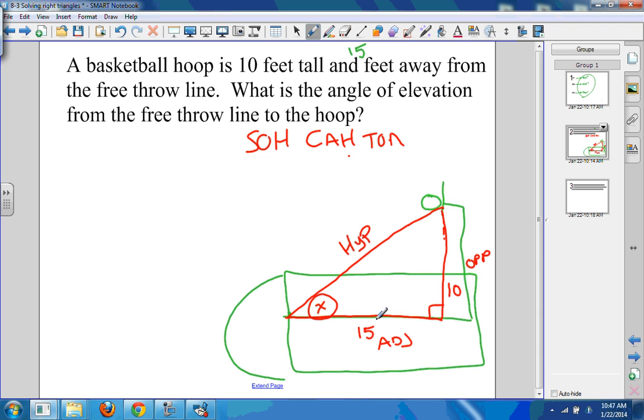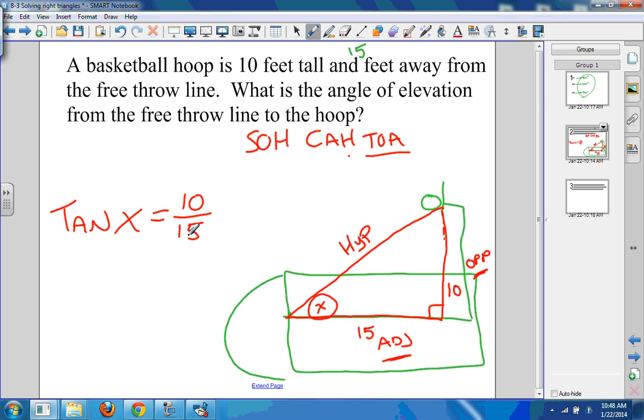So we need to make an equation. And we're going to use in our equation opposite and adjacent. So if we look up here at SOHCAHTOA, we need to figure out which one uses opposite and adjacent. And TOA here uses opposite and adjacent, O and A. So we can make an equation. The tangent of our angle, in this case we don't know what it is, so we'll put X, is equal to the opposite over the adjacent. In this case, the opposite side is 10 and the adjacent side is 15.